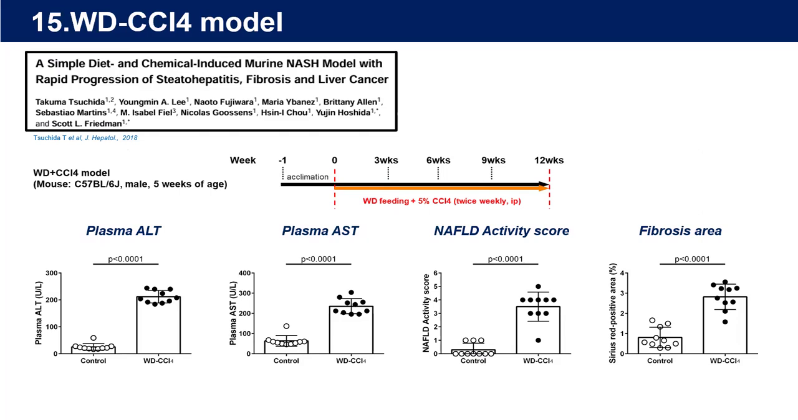Key characteristics of this model is the fibrosis progresses relatively rapidly. Consequently, it allows for the efficient evaluation of moderate to severe fibrosis. The Western diet plus CCL4 model is designed to evaluate disease states centered on fibrosis within a relatively short time frame. As such, it is well suited for evaluating advanced fibrosis and for testing antifibrotic drugs.